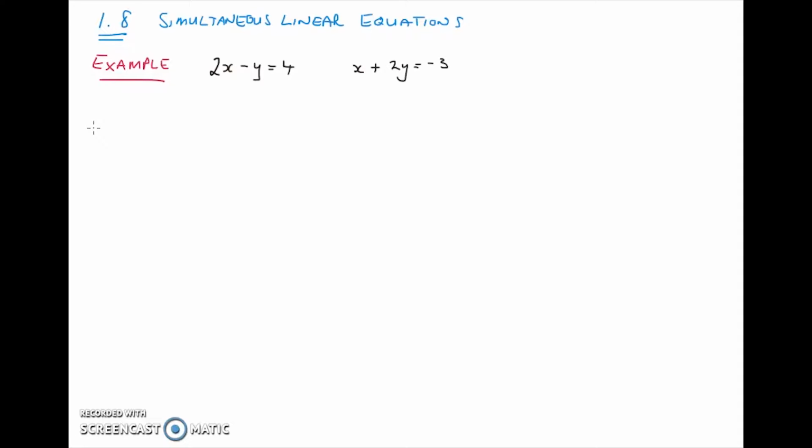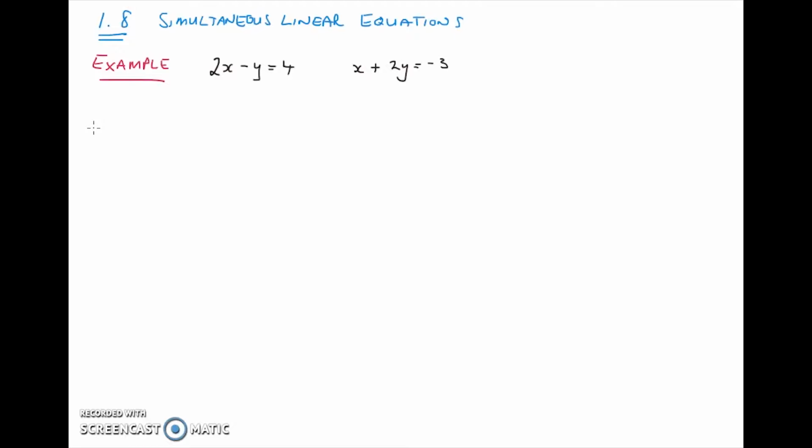So we're looking now at solving simultaneous linear equations. Simultaneous means at the same time. And when it comes to solving linear equations at the same time, what it means is what is the x and y value that satisfies both of those equations at the same time. Graphically, it would mean where the two lines intersect.